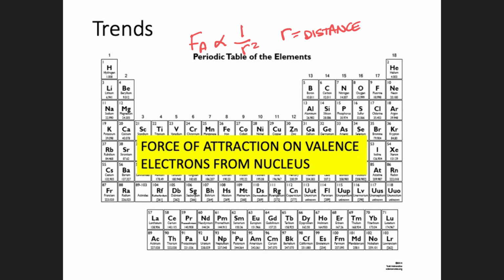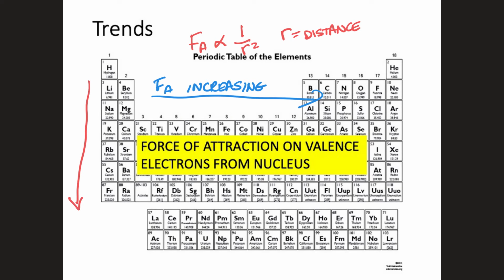Okay, so as we go across a period, let's look across a period again. Across a period, the force of attraction is increasing. And we'll explain why when we get to all the other trends. And then as we go down a group, the force of attraction is decreasing.